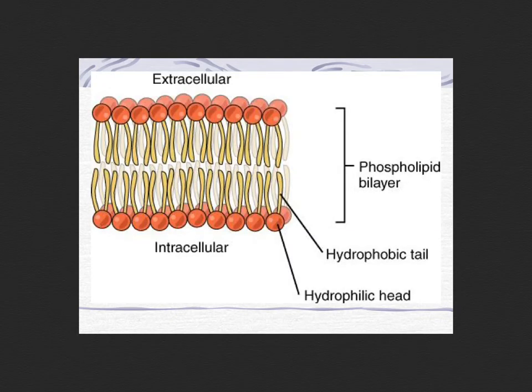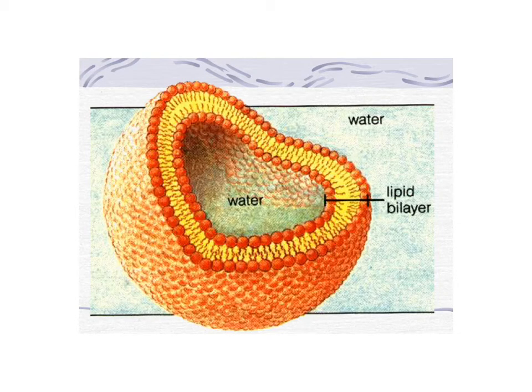Okay, so here's what the structure will look like. We have our phosphate heads here, and our fatty acid tails here, and here's our double layer. This would be outside the cell, this would be inside the cell. We call this a phospholipid bilayer. And as I said a minute ago, in water, they naturally will form a sphere like this, or a double layer anyway. So you can see already, naturally, these phospholipids will form this kind of structure in water. Naturally, it kind of looks like a cell.